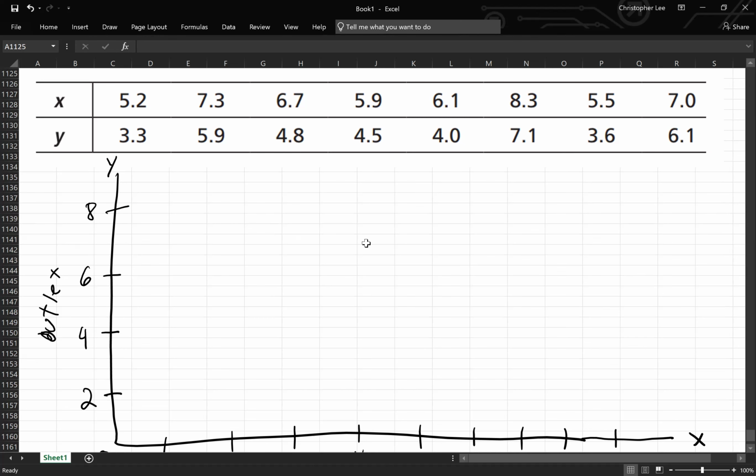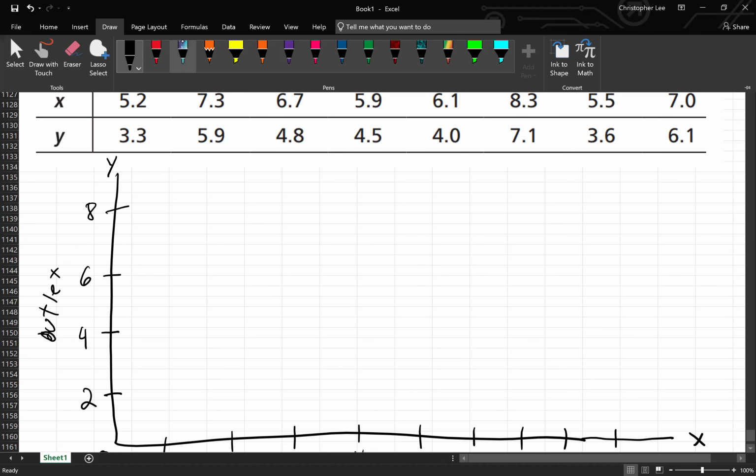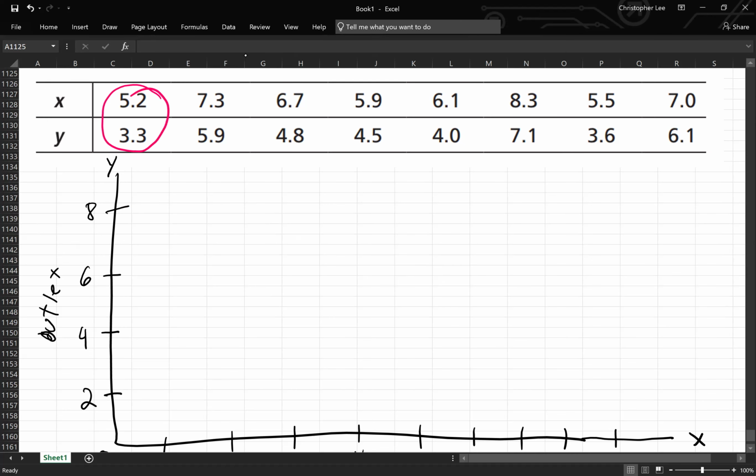So, what I'm going to do now, right? Each one of these numbers together, they're a pair, right? Think of it like a marriage, right? X and Y, they go together, they're a pair, right? I'm looking for where they intersect, right? So, for example, the first pair is 5.2 and 3.3, right?